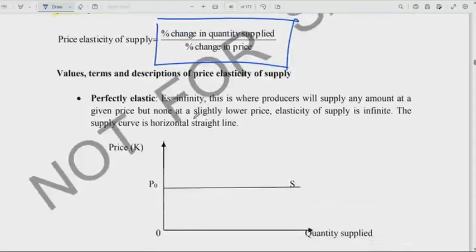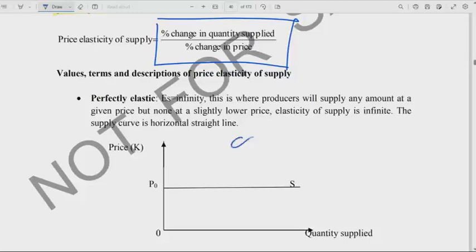So value, terms, and description of the price elasticity of supply. So we have perfectly elastic. Perfectly elastic means that the quantity supplied will be changing even though the price is still the same. So it will have a value of infinity.